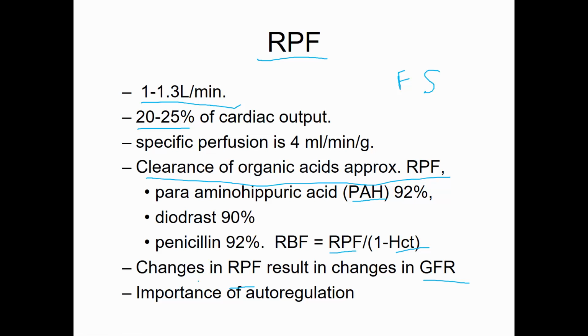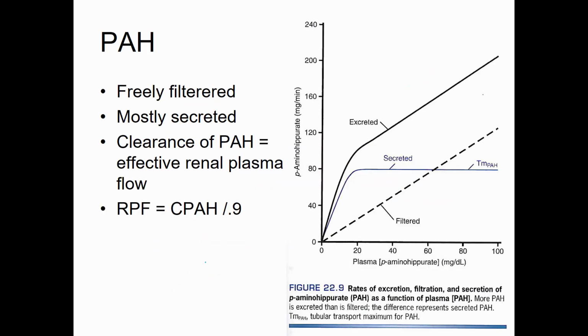So one of the ways we try to make sure that our renal plasma flow is fairly constant, so that our GFR is fairly constant, is through a process of autoregulation. So in the next few slides, I'm going to talk about why PAH measures renal plasma flow, and then I'm going to finish up with talking about autoregulation. So here's a graph about PAH. Notice my x-axis is plasma PAH, in milligrams per deciliter.